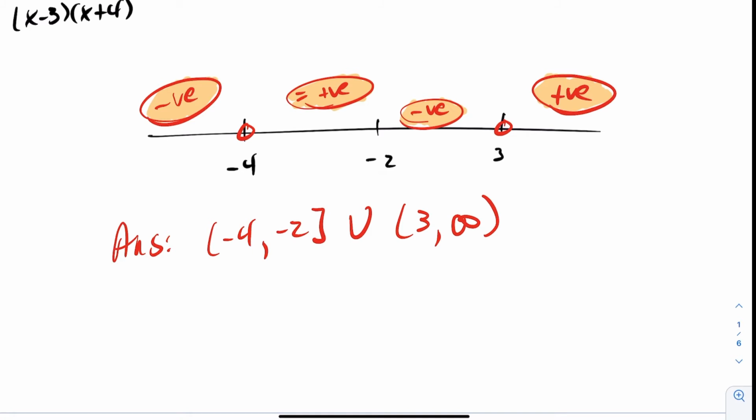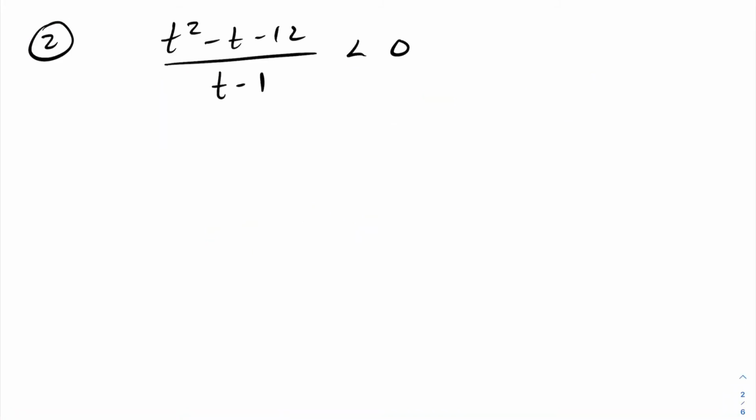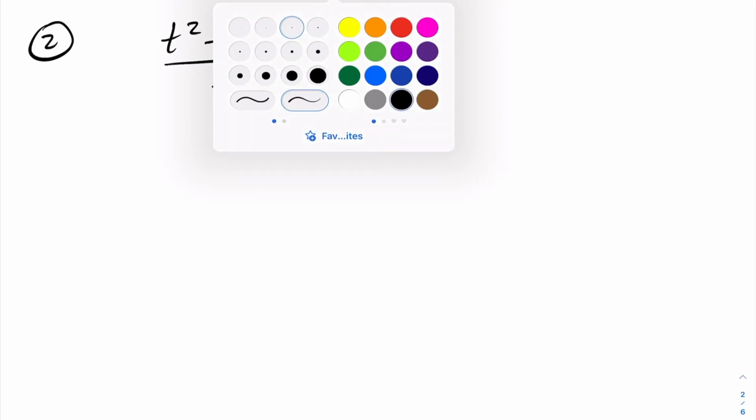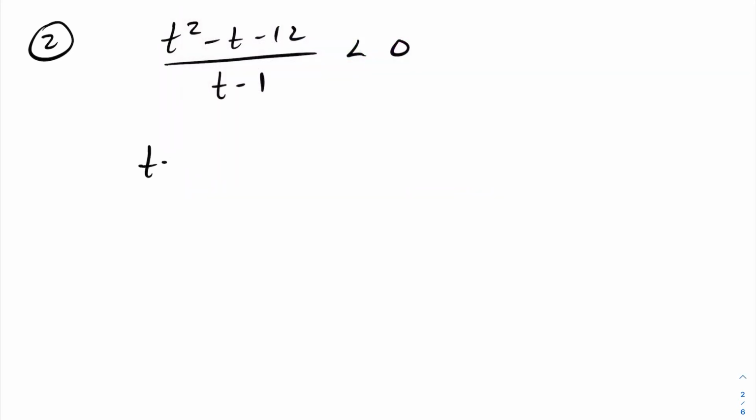Let's look at another problem. In the next example, same idea. You want to have a 0 on the right-hand side. We already have that, so now I have to fully factor everything. So factor up the top here. You see this factors quite easily into t minus 4 times t plus 3 over t minus 1, and that's less than 0.